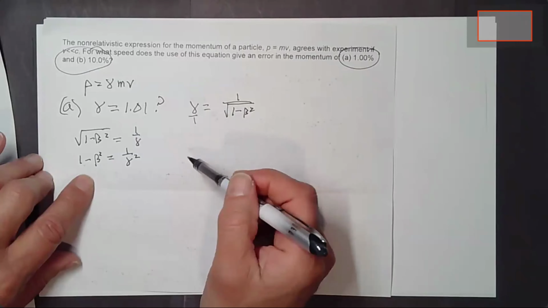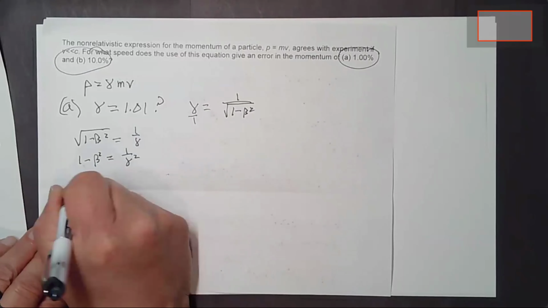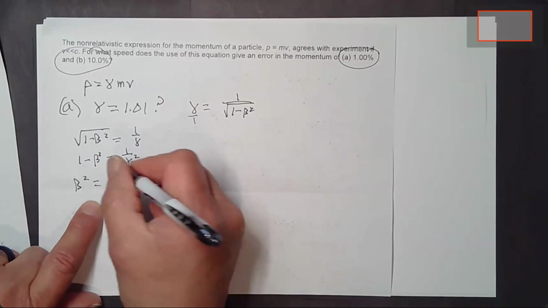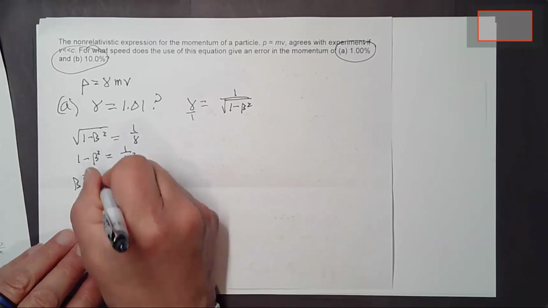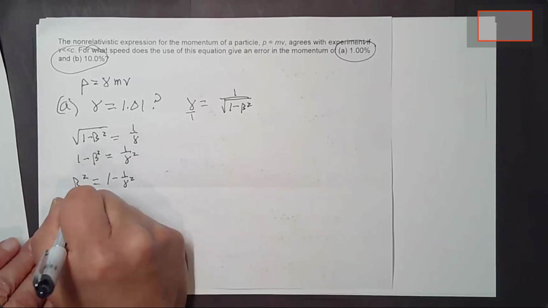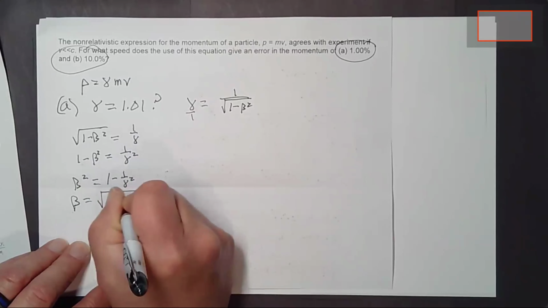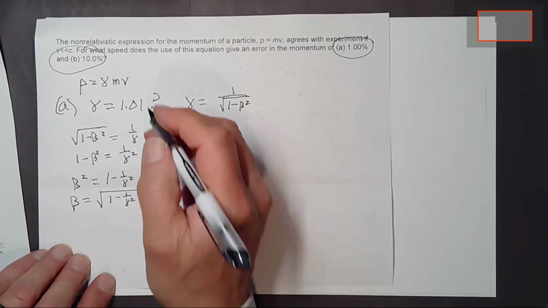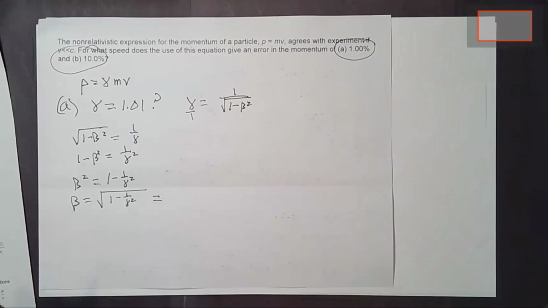I'm just playing with algebra here, but let's see. Looks to me like beta squared, I'm going to do two algebra steps at once here. Bring the minus beta squared across and bring that back over here. Will equal 1 minus 1 over gamma squared, or beta is going to equal the square root of 1 minus 1 over gamma squared. Well, if gamma is 1.01, I can just plug that into my calculator.